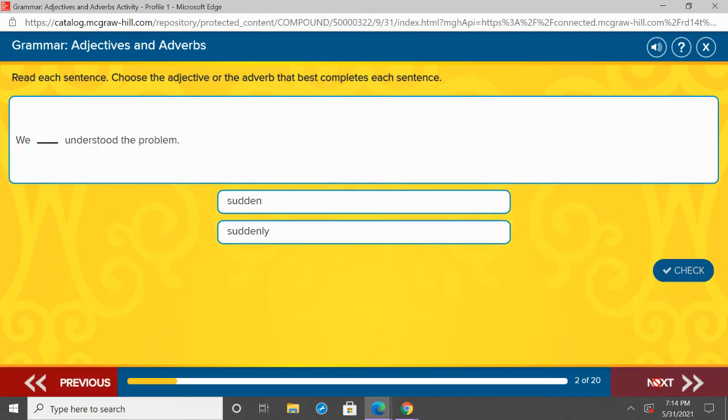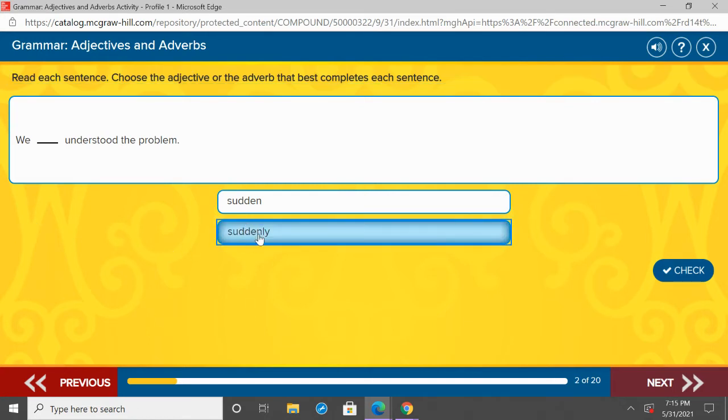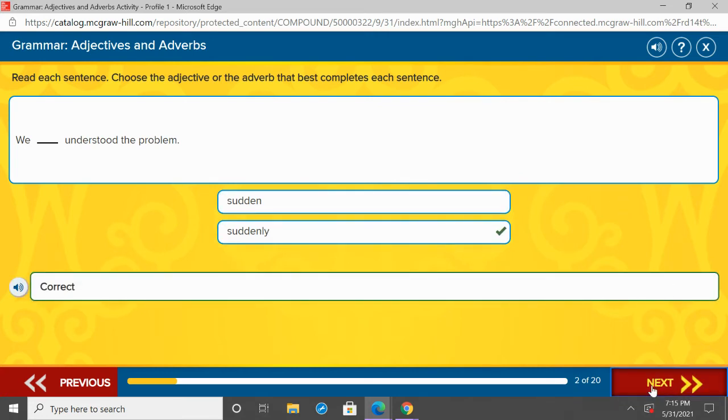Excellent work. We blank understood the problem. We sudden or we suddenly understood the problem. Well, we're describing understood, which is a verb. How did you understand? You understood suddenly. So it's describing the verb, which makes it an adverb. And you can see it has that ly on the end that I told you to look out for whenever we have adverbs. Great job.